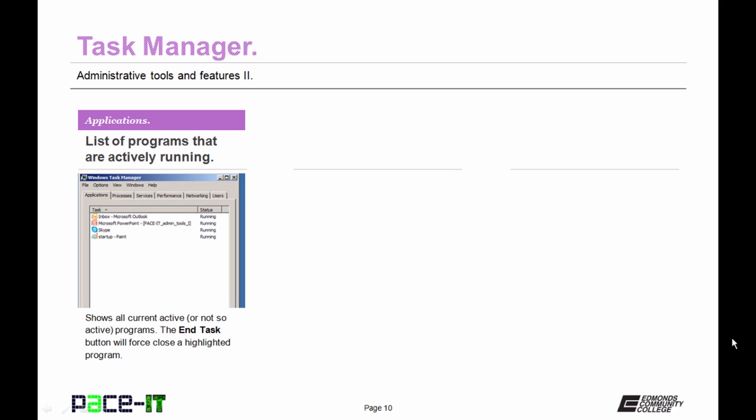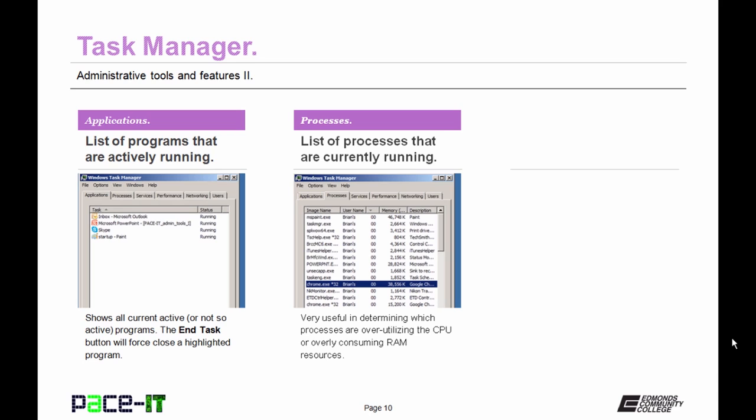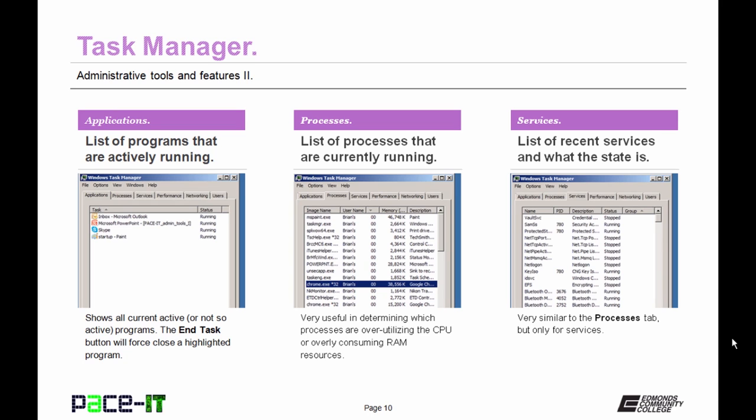The Processes tab shows what processes are currently running on a Windows PC. It's very useful in determining which processes are overutilizing the CPU or consuming too much RAM. The Services tab does the same thing for services. As such, it is very similar to the Process tab.